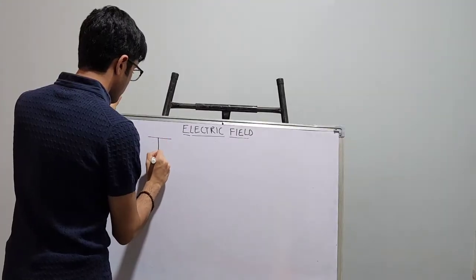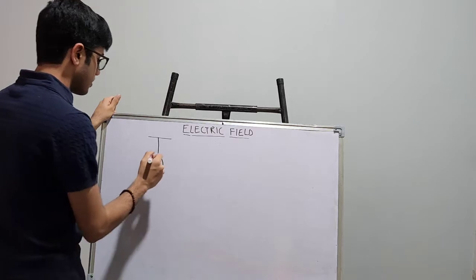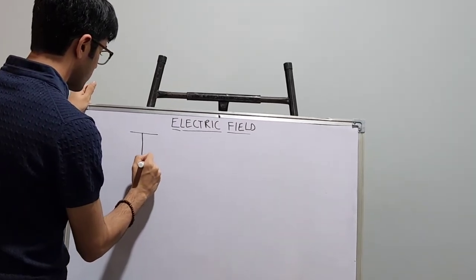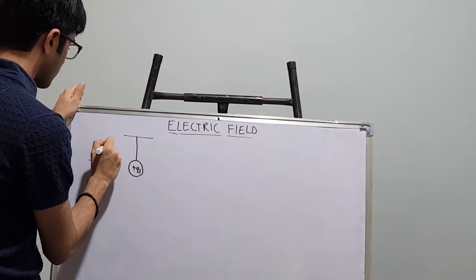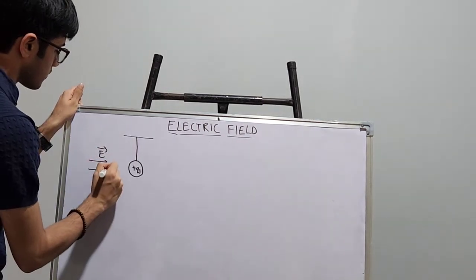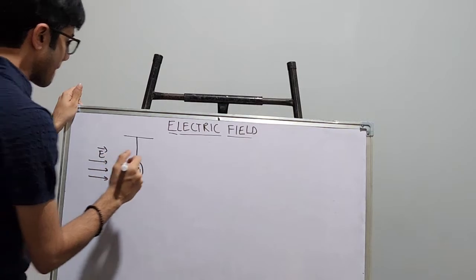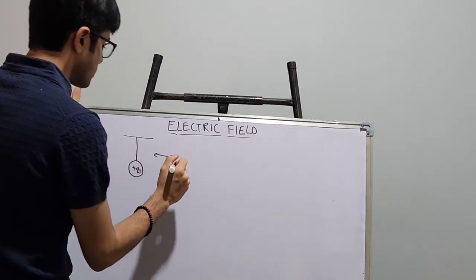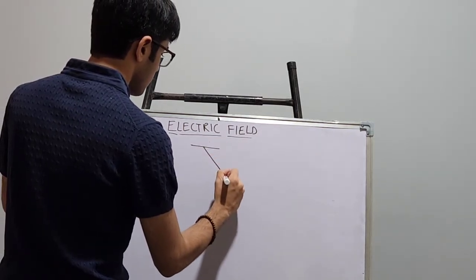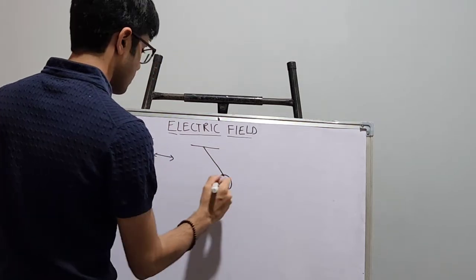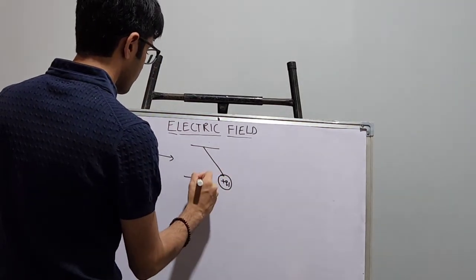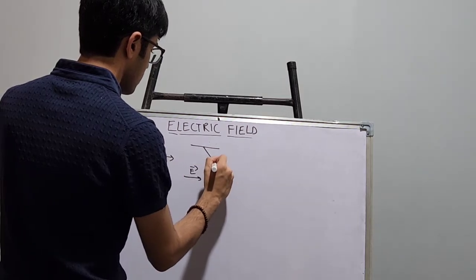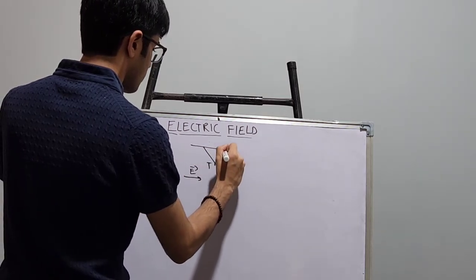Let us take an example of a pendulum here. Its bob is positively charged, plus Q1, and the direction of electric field, let's say, is from left to right like this. So after some time we would see that this bob would become like this, plus Q1, because of the electric field. Electric field is in this direction, tension T is acting upwards.